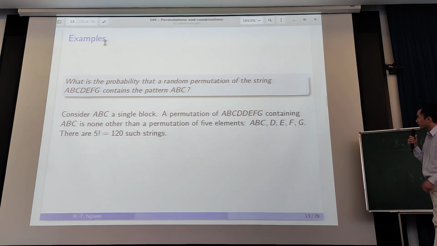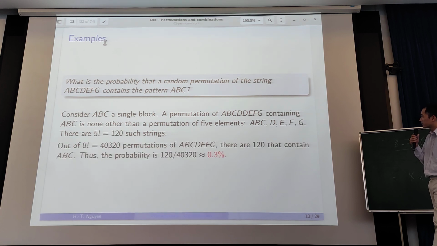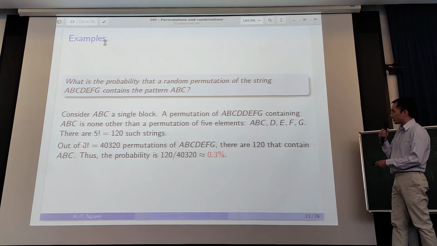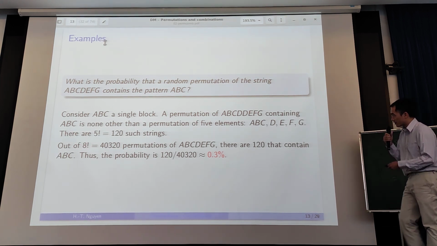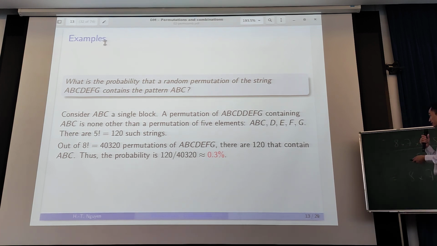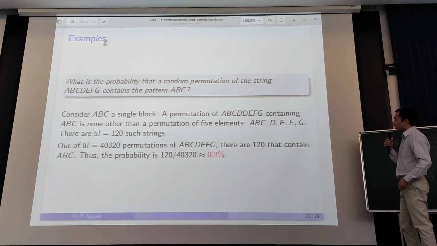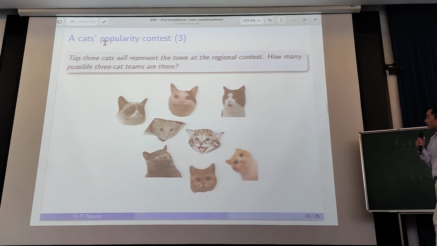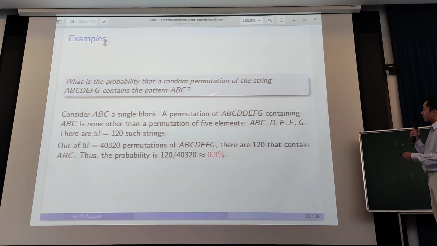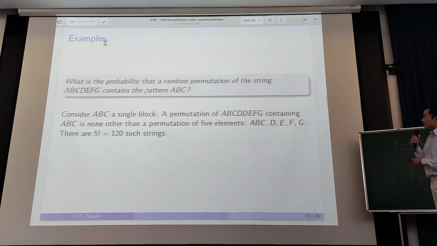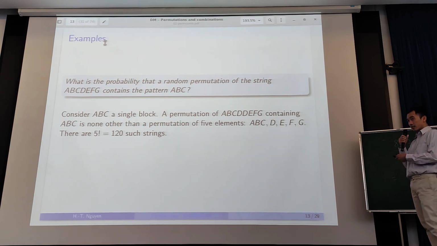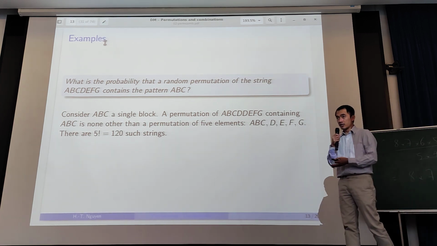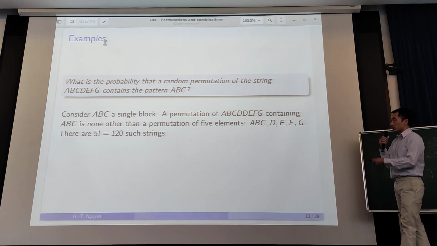Sorry, I think here, okay, so this is not correct. I will fix it later. It is not 8, but it's 7 factorial. So the number is a little off here. But the idea is that in order to count, first we have to count the number of strings which contain the pattern ABC, and we divide that number by the total number of possibilities.